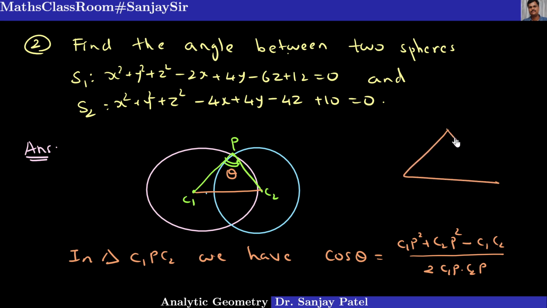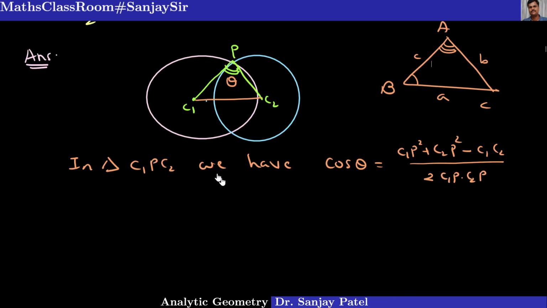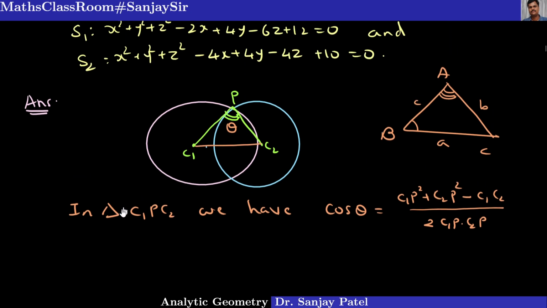If we have a triangle ABC, the side opposite to angle A we call small a, the side opposite to angle B we call small b, and this is small c. So the cos A formula is cosine of A is b square plus c square minus the opposite side square, a square, upon 2 times b into c, 2 times the product of the two adjacent sides. So I am using that idea. Here C1P and C2P are the radii of the two spheres, and C1C2 is the distance between the centers. So let us find the centers and the radii from the given equations.